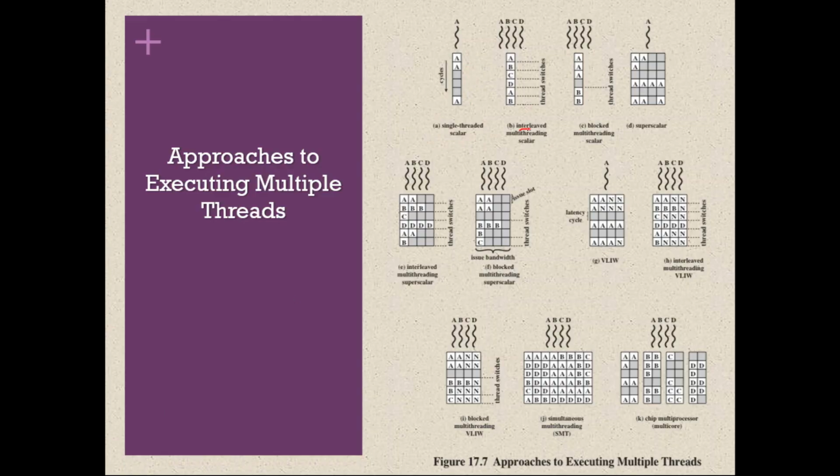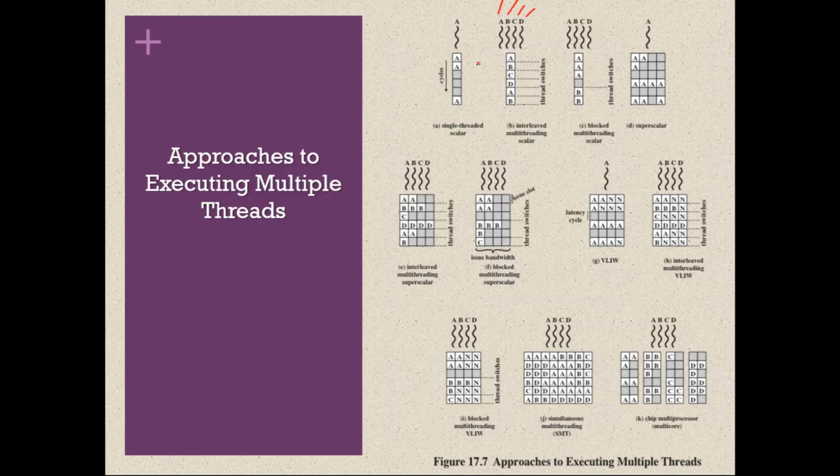Then interleaved multi-threading scalar. This is the one which we are discussing in operating systems. Here the system can have multiple threads, but these threads will be interleaved. Interleaved means the processor will context switch from time to time. So here in the diagram, currently there are 4 threads in the system: A, B, C and D.